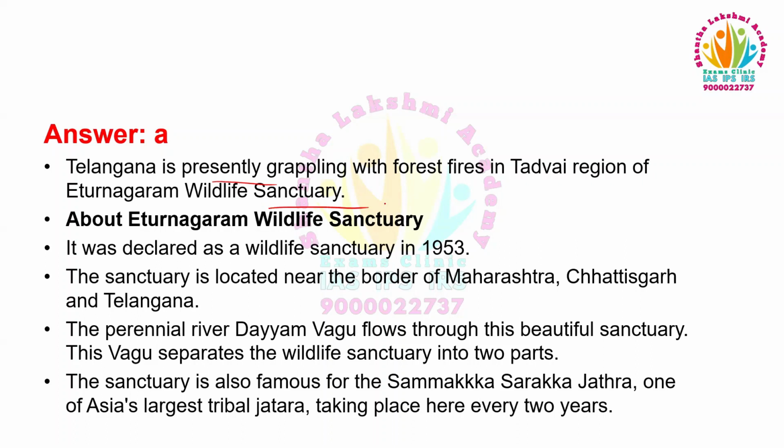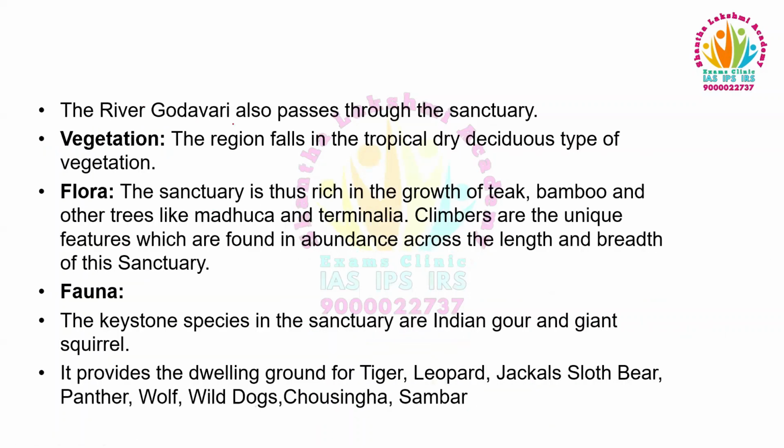About the sanctuary, it was declared as a wildlife sanctuary in 1953. The sanctuary is located near the border of Maharashtra, Chhattisgarh and Telangana. The perennial river Jampanna Vagu flows through this beautiful sanctuary. This Vagu separates the wildlife sanctuary into two parts. The sanctuary is also famous for the Sammakka Sarakka Jatara, one of Asia's largest tribal jataras, taking place here every 2 years. The river Godavari also passes through the sanctuary.